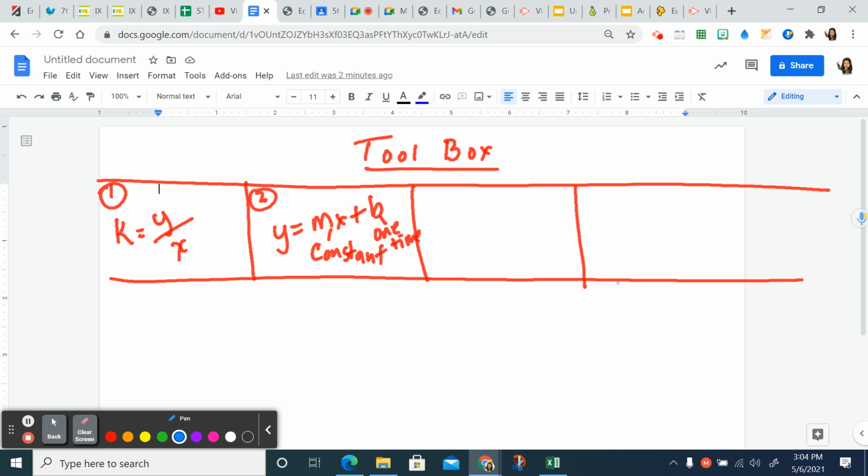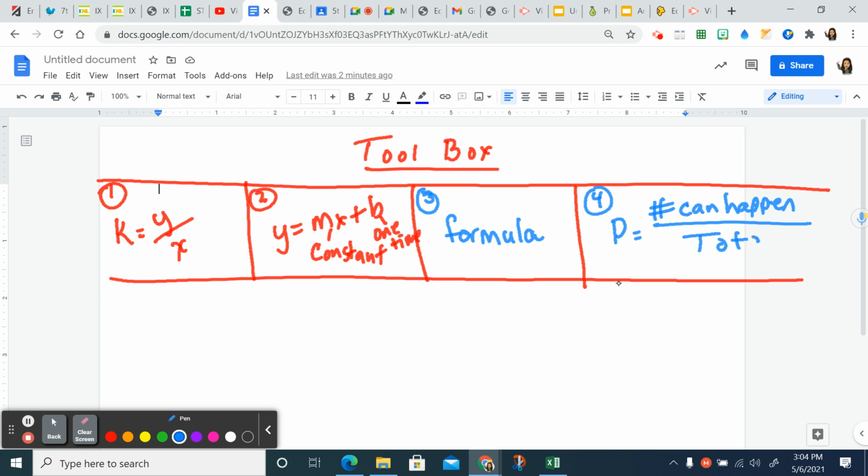Number 3, Formula. By formula, I mean you go to your formula chart, to your reference sheet, and you find the formula that you need, and that's what you're going to use. P equals number of times it happens. And what does the P stand for? Probability. Probability is equal to the number that can happen, the possible outcomes or the number of times it can happen, over the total number there are. I promise you there's going to be probability on here.